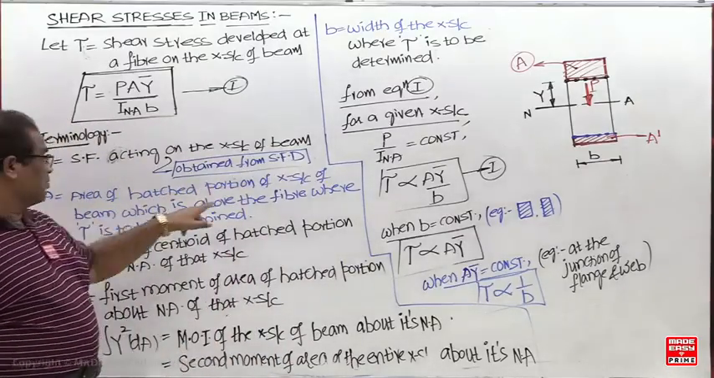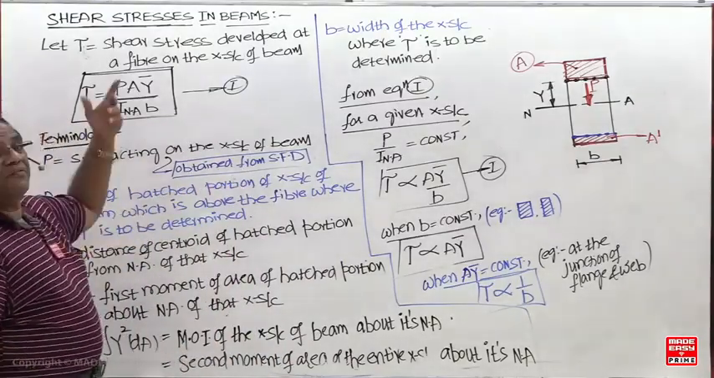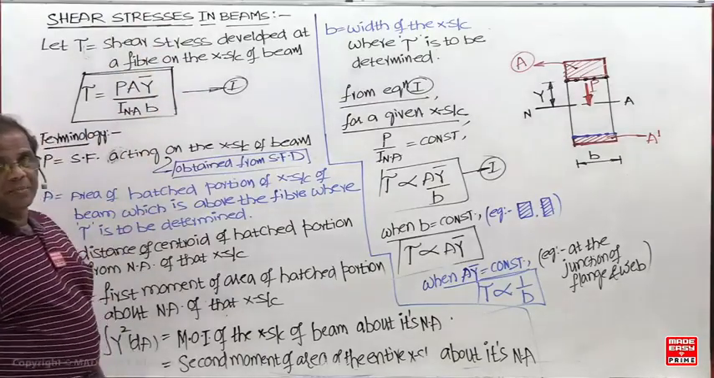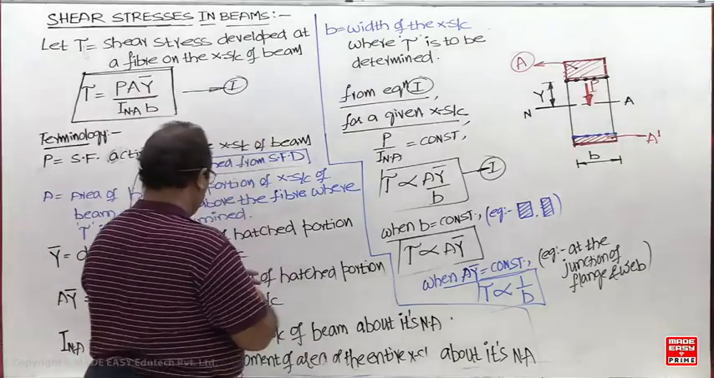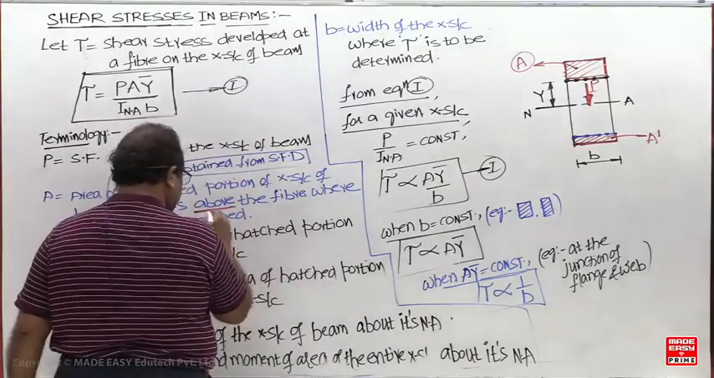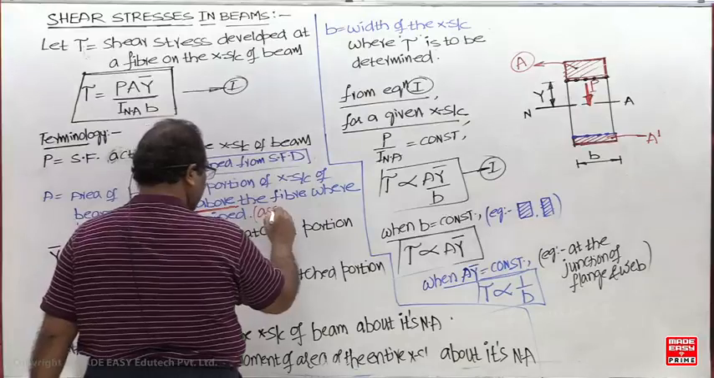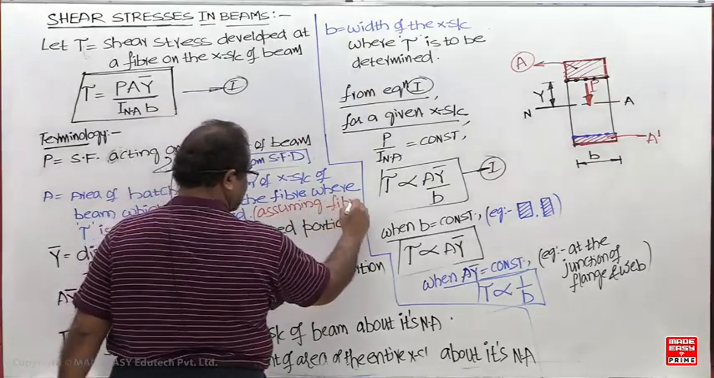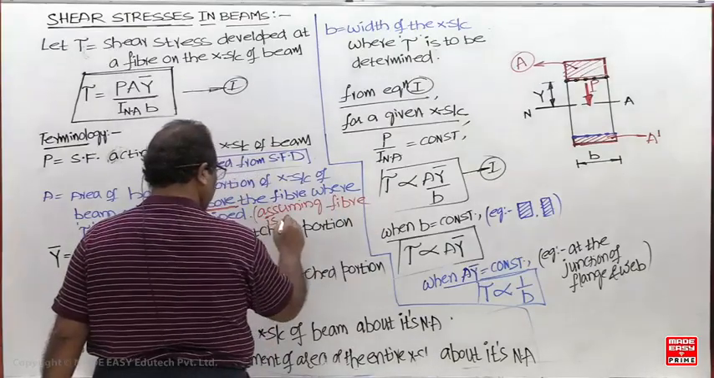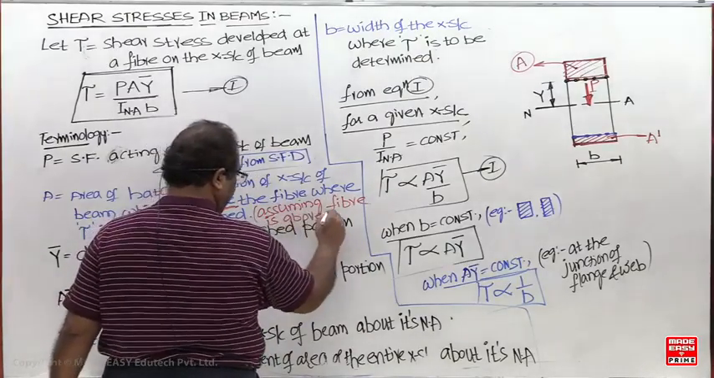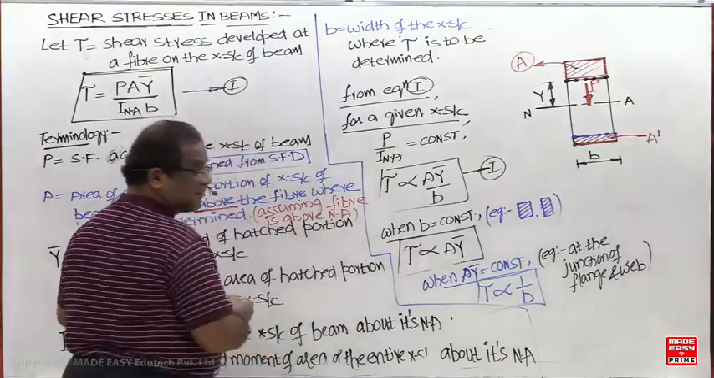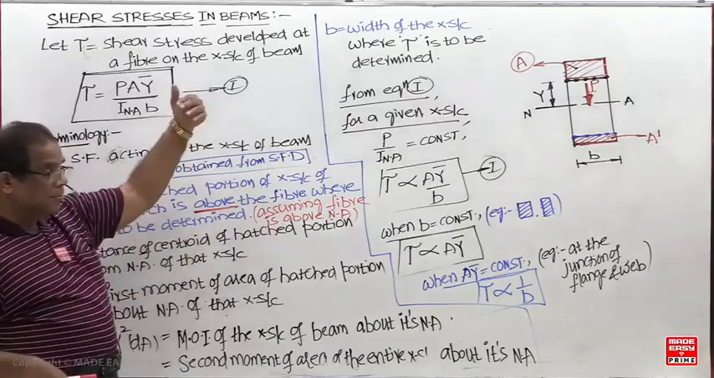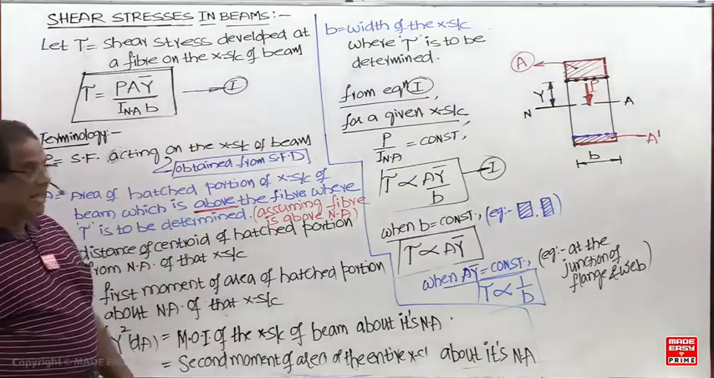Now you can see what the A is: area of the hatched portion of the cross section of the beam which is above the fiber where shear stress is to be determined. But I have written above, why? Here I have written above, assuming the fiber is above the neutral axis. So if by chance the fiber is below the neutral axis, I have to take the below area, that is A dash, you have to consider.